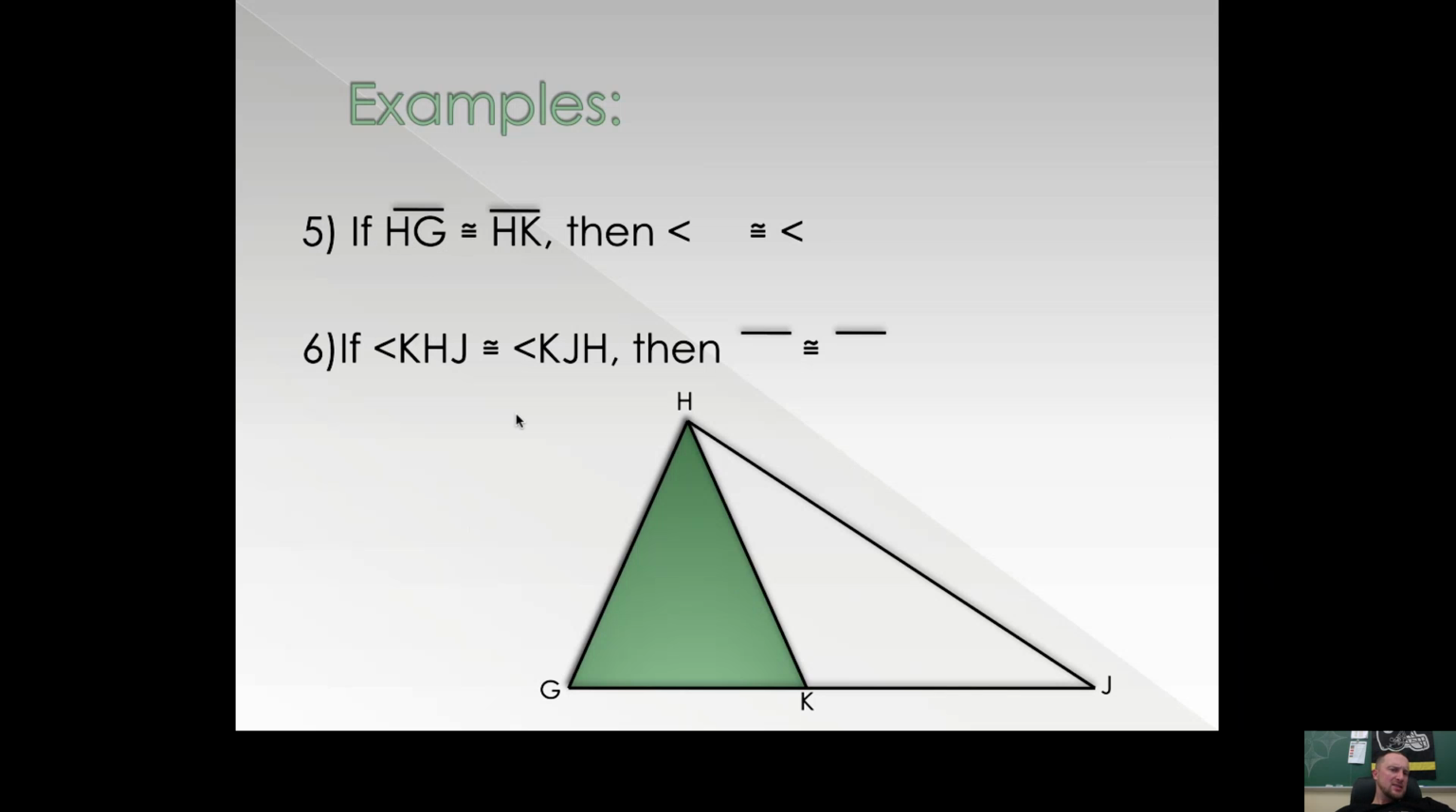In this diagram, let's say segment HG is congruent to segment HK. That makes an isosceles triangle here. Which two angles would be congruent? Well, just like that practice slide we did, it would be these two angles. So we'd call it angle G, and don't call it angle K because K is a vertex for a lot of angles. We'll call it angle HKG.